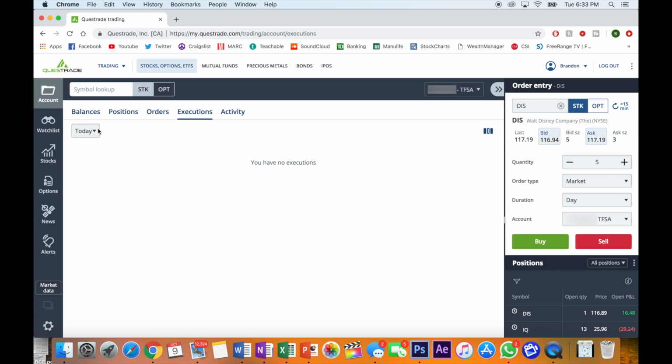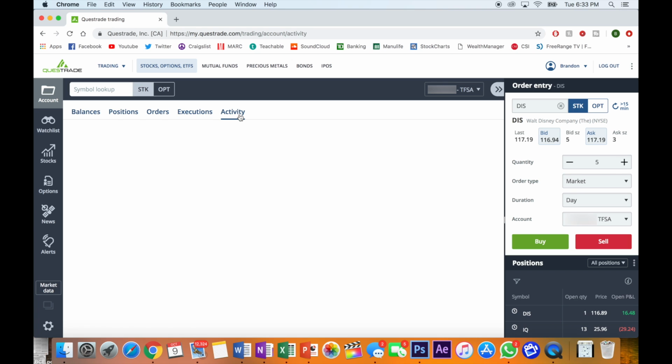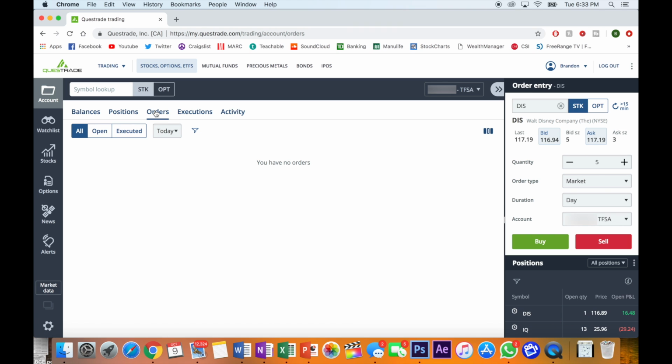I didn't place any executions here. You can kind of toggle this to, like, let's say a 3-month, and it'll show you some of the trades that you placed that were executed. Just kind of like a little history, activity. Another way of just looking at all the activity going on in your account. I don't really find myself using these tabs, but the orders one is one that you can look at.